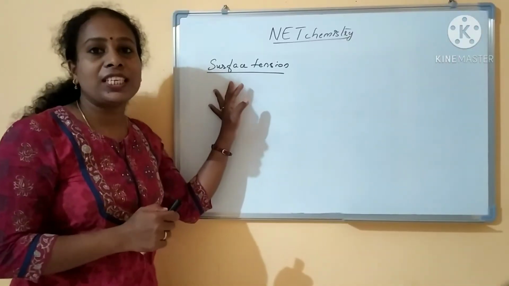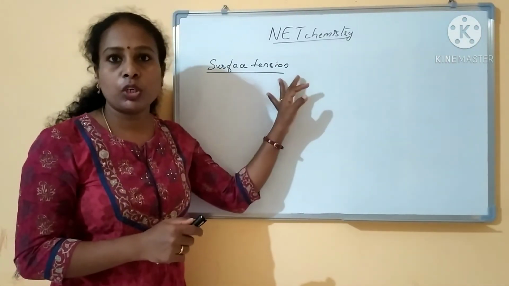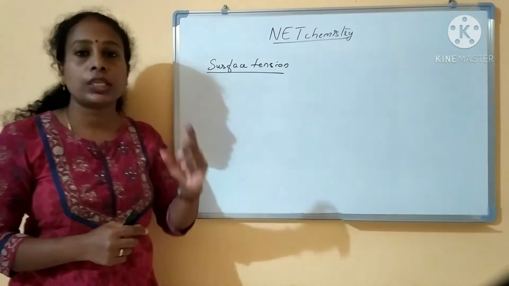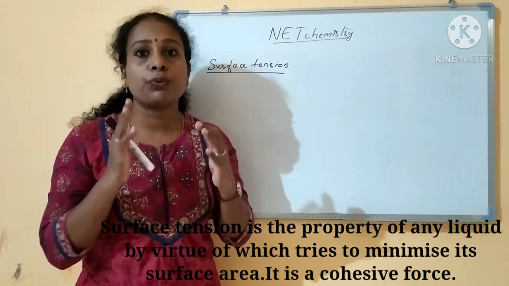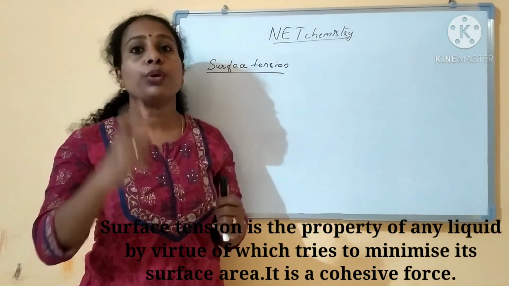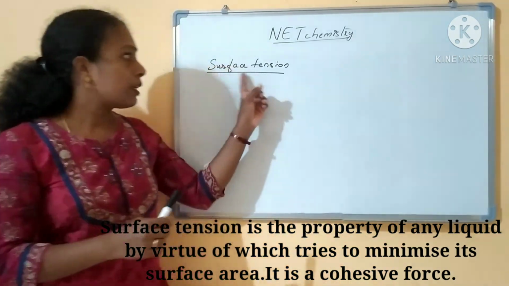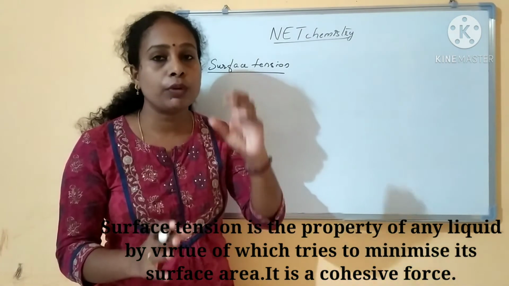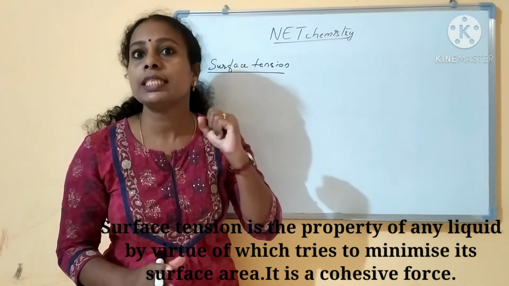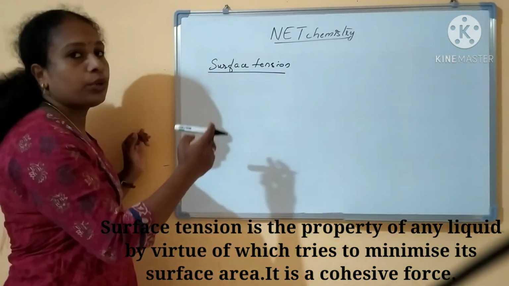Okay, since the question is related to surface tension, I am talking about surface tension now. What is surface tension? Surface tension is a cohesive force, right? That is the tendency of a liquid to reduce its surface area to a minimum. Surface tension is a property of a liquid by virtue of which it tries to reduce its surface area, right? What is the SI unit of surface tension?